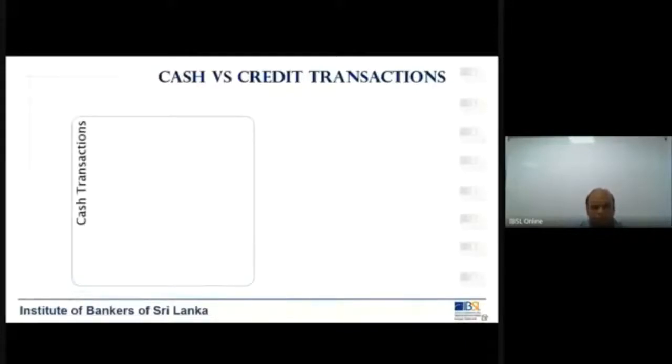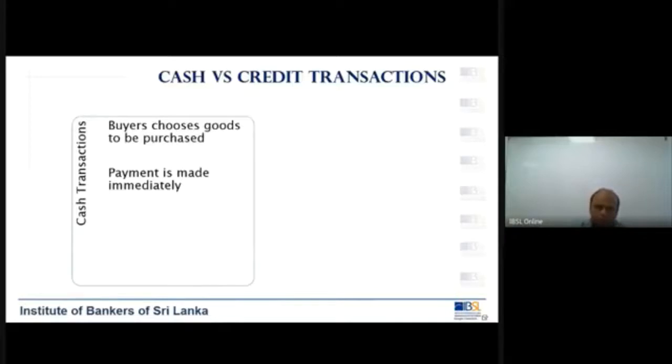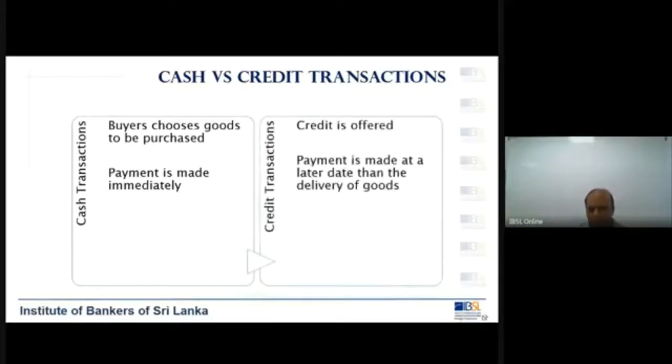So what is the cash transaction? As I told you, the buyer, that is the person who is buying the product, chooses the goods to be purchased and you make the payment immediately. So you need to be sure whether you carry that amount of cash with you to make the purchase or obtain the service. So whether it is a product or a service, you obtain or purchase it and you pay for it immediately. But a credit transaction would be where the trader or the service provider is willing to provide you credit.